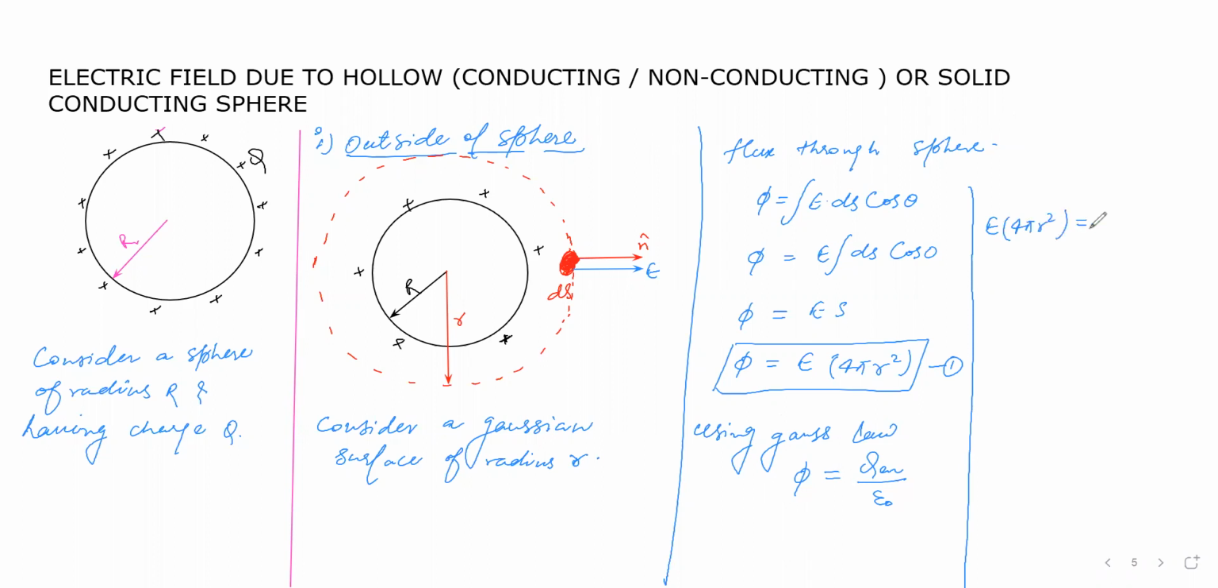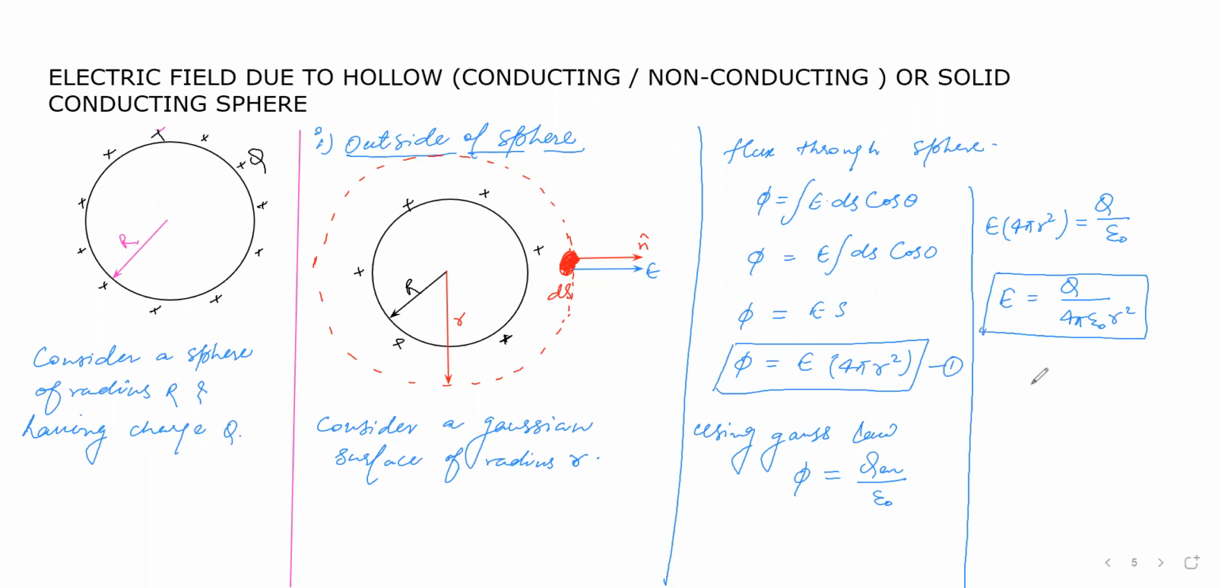What is the Q enclosed? The total charge enclosed within the Gaussian surface is considered as Q over epsilon naught. As you can look here, the surface charge density is sigma. After solving it, E is equal to Q over 4 pi epsilon naught r square. This is the value of electric field in terms of charge.